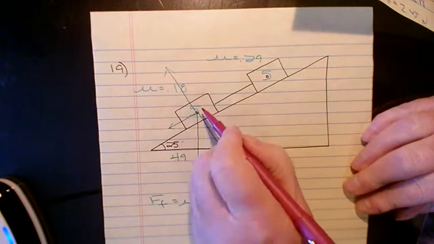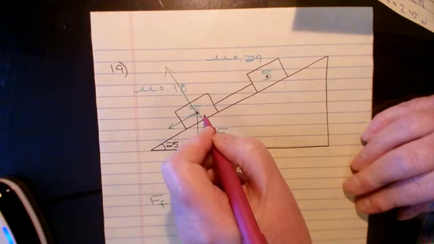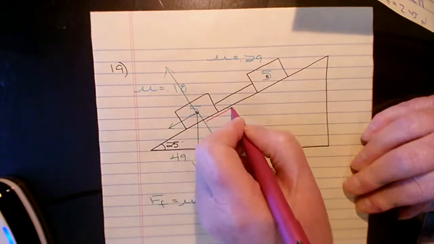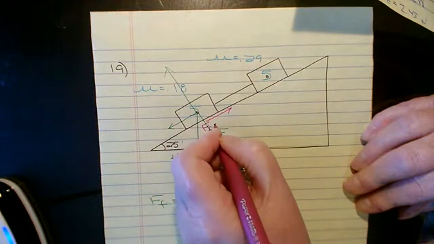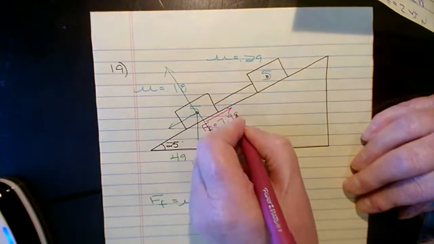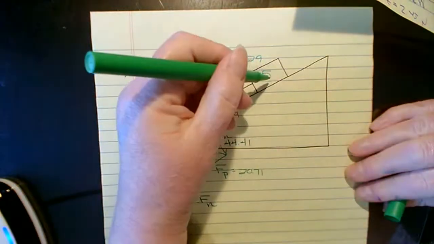Since he wants to go down, his friction is going to be going the other way. So I'm going to put it like this. This friction would be 7.99.